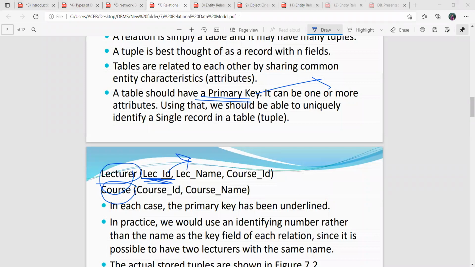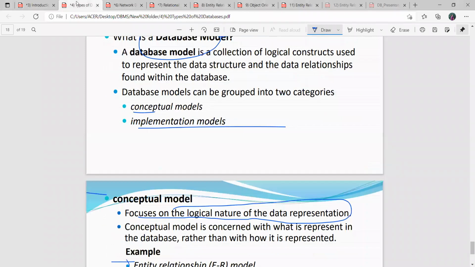Don't confuse with composite key. We are going to discuss this composite key with the ER diagram. Just keep in mind, to form a composite key, more than one attribute contributes.